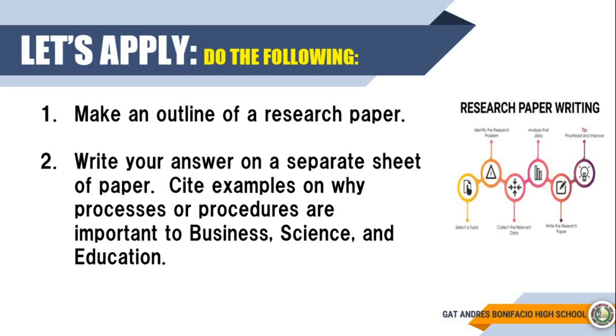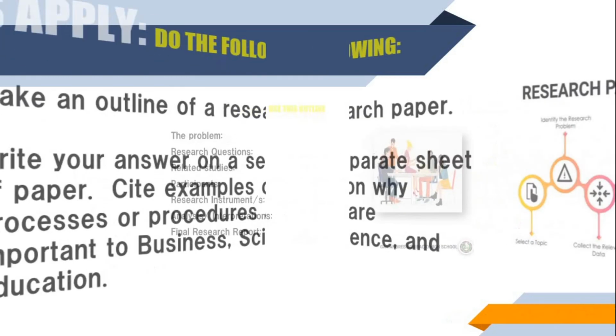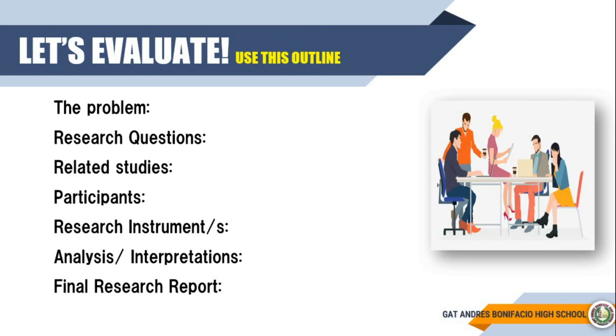Let's apply. I want you to do the following. If you have questions, you may comment or send messages. Make an outline of a research paper. Write your answer on a separate paper. Cite examples on why processes or procedures are important in business, science, or education. Use this outline. You must have your problem, your research questions, related studies if you can, the participants, the instrument that you are going to use, and if you can, your analysis or interpretations, and final research report.